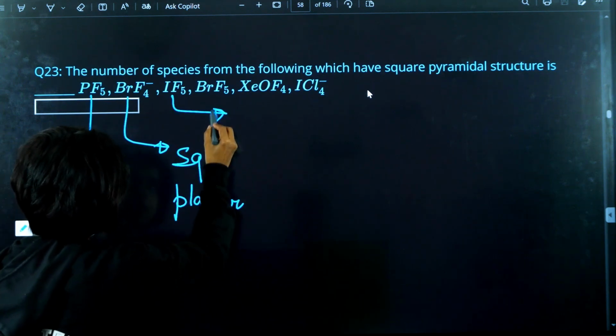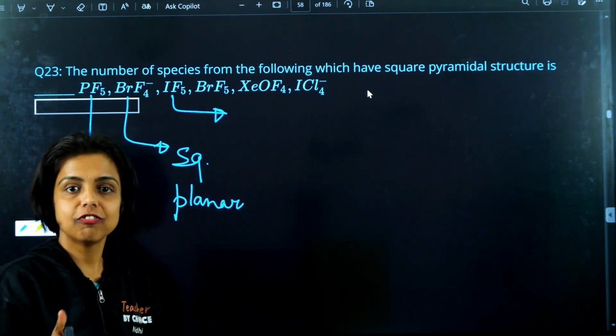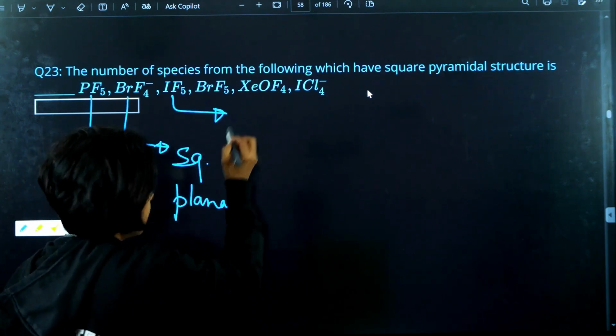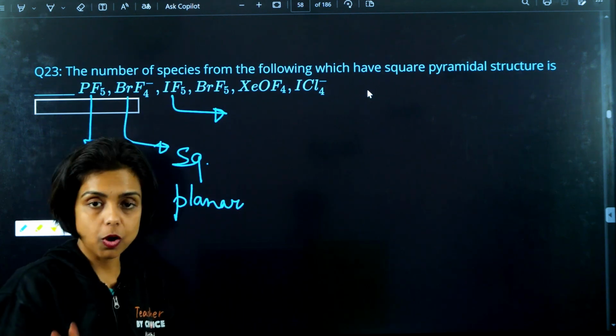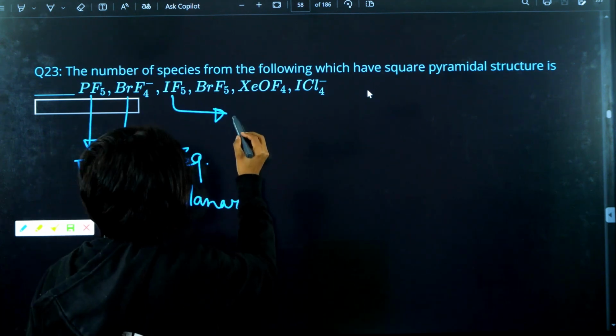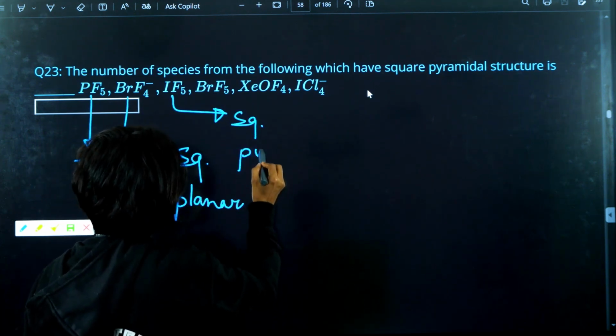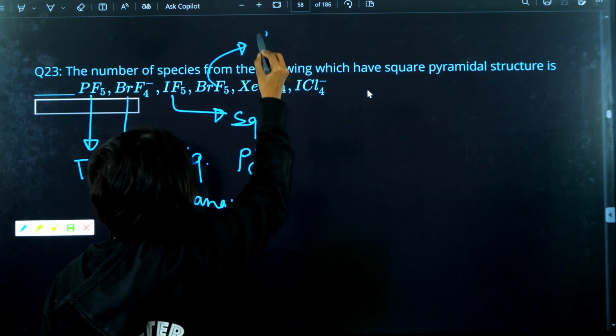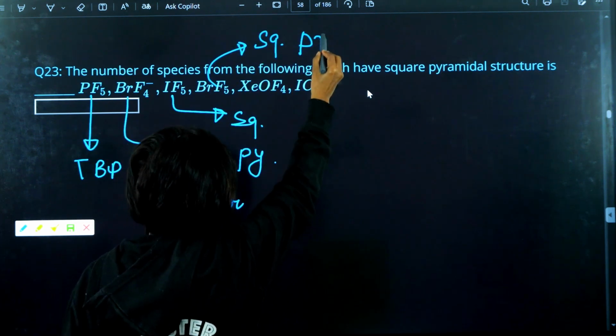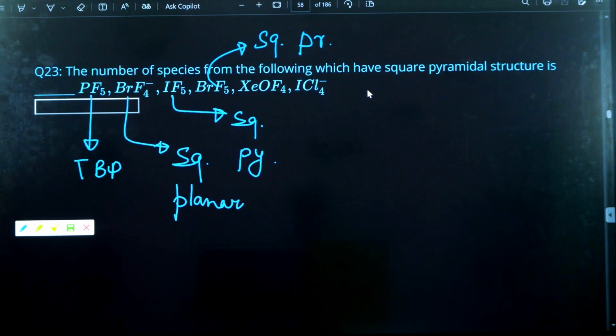Now this is 5 bond pair, 1 lone pair, sp3d2, and 5 bond pair, 1 lone pair. It is square pyramidal. So this will be square pyramidal. And it will also be square pyramidal, the same case. It will also be square pyramidal, 5 bond pair, 1 lone pair.